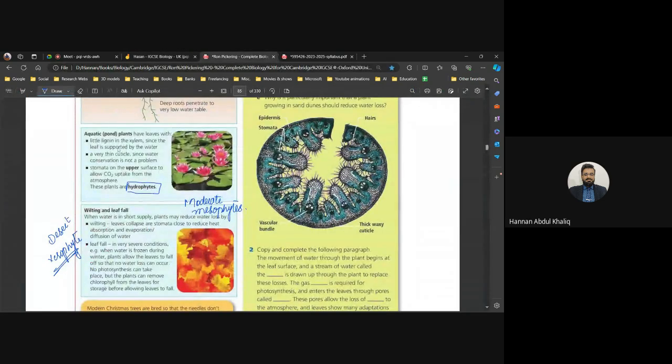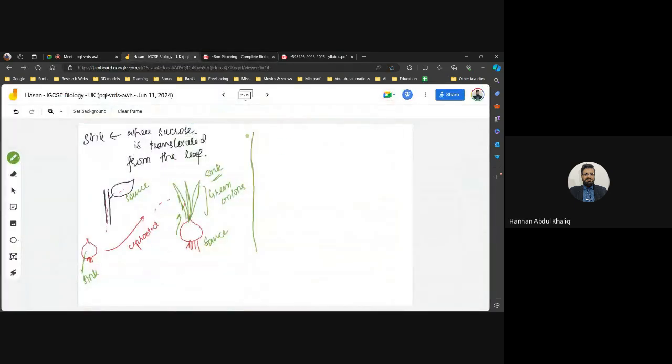So if I clearly tell you, you have the upper surface to allow uptake. As far as these plants are concerned, since the leaf is supported by the water, there is a very thin cuticle in the water. Now there are features that are very particular to the hydrophytes. Along with the book, you must also remember these features.